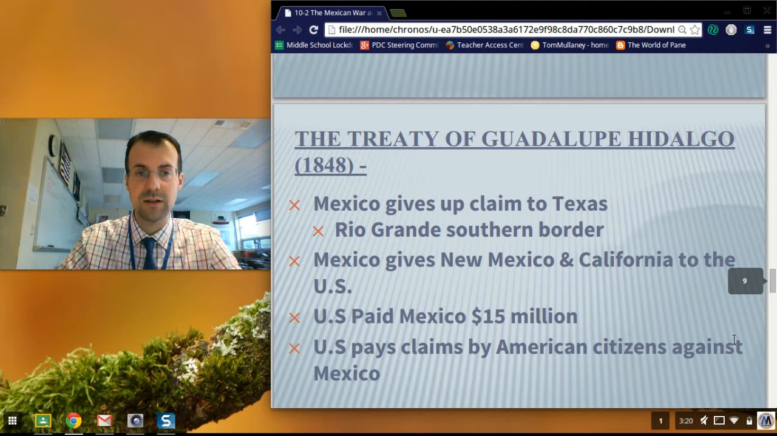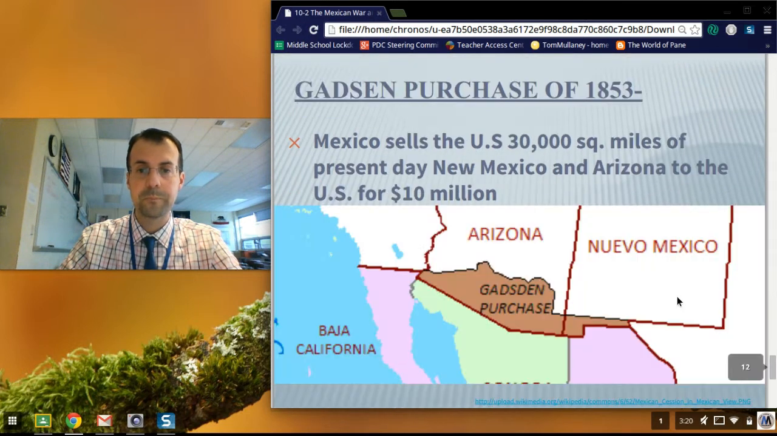Mexico finally recognizes Texas independence. The Rio Grande is established as the southern border. Mexico gives New Mexico and California to the United States. The U.S. pays Mexico $15 million, which is a lot less than Ambassador Slidell was authorized to pay for it. And the U.S. agrees to settle any claims that American citizens have against Mexico.